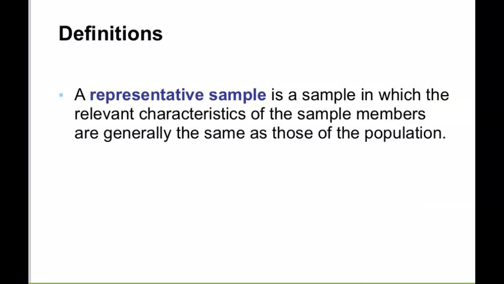All right, I think we've talked about this enough that hopefully this is intuitive. But a representative sample is just a sample in which relevant characteristics of the sample members are generally the same as those of the population, right? So it just means that it doesn't lean hard one way or the other, and it's representative of the whole. And I guess the easiest way to think about it is like an unrepresentative sample would.